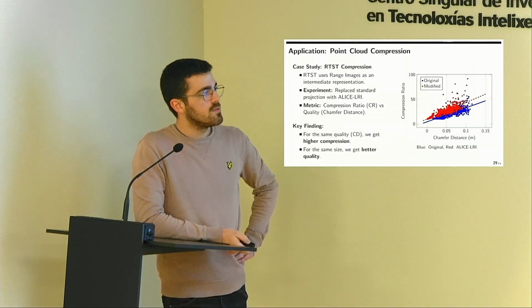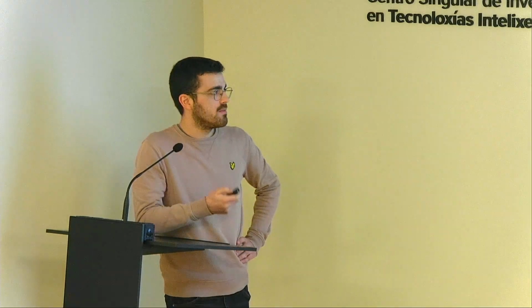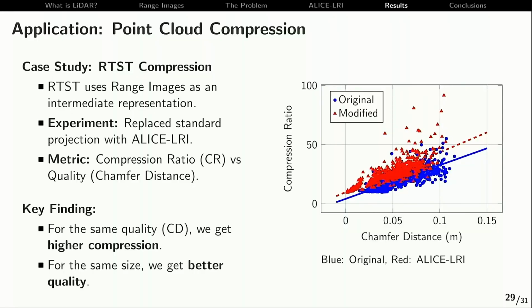And to also show that this works for things that other people use, we took an existing point cloud compression algorithm which uses range images as an intermediate representation. It's this algorithm here, RTST. The experiment consisted of replacing their standard projection method with Alice LRI. Essentially, we just change a function of the code they provided. And instantly, you can see that the algorithm improves significantly.